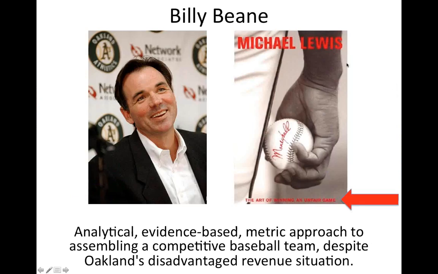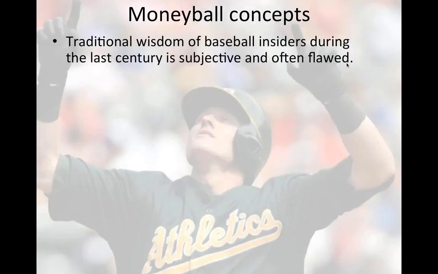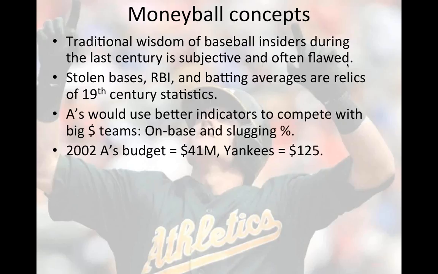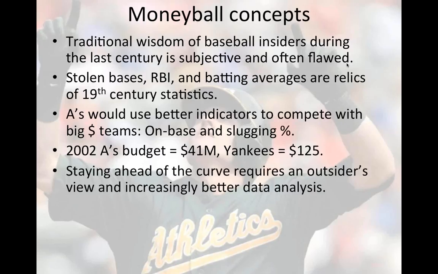So it's Billy Beane. Now, Billy Beane was made famous through Michael Lewis's book, Moneyball. And that is an analytical, evidence-based metric approach to assembling a competitive baseball team. Because the Oakland A's didn't have the budgets that some of the larger teams had. And so one of the main concepts of Moneyball is that a lot of the ways that people were measuring baseball in the last century were really quite flawed. They used a number of different ways of measuring that didn't make sense anymore. And the A's were going to use a different way of measuring, to compete with bigger organizations than them.